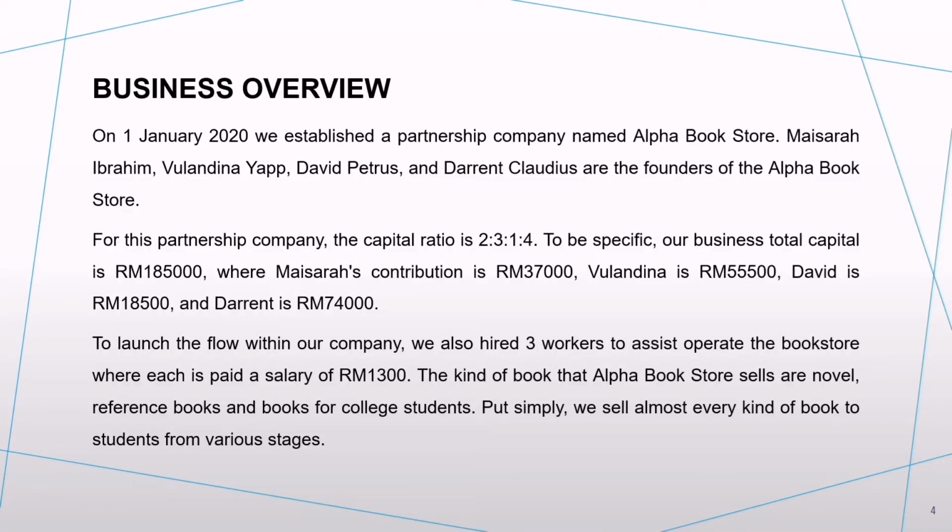This is our business overview. We established a partnership company named Alpha Bookstore on 1 January 2020. Maizara Ibrahim, Vulandina Yap, David Petrus, and Darren Claudius are the founders of the Alpha Bookstore. Our business total capital is 185,000 ringgit, where the contributions are based on the capital ratio, which is 2:3:1:4. We also hire 3 employees, where each is paid a salary of 1,300 ringgit. We sell almost every kind of book to students from various stages.